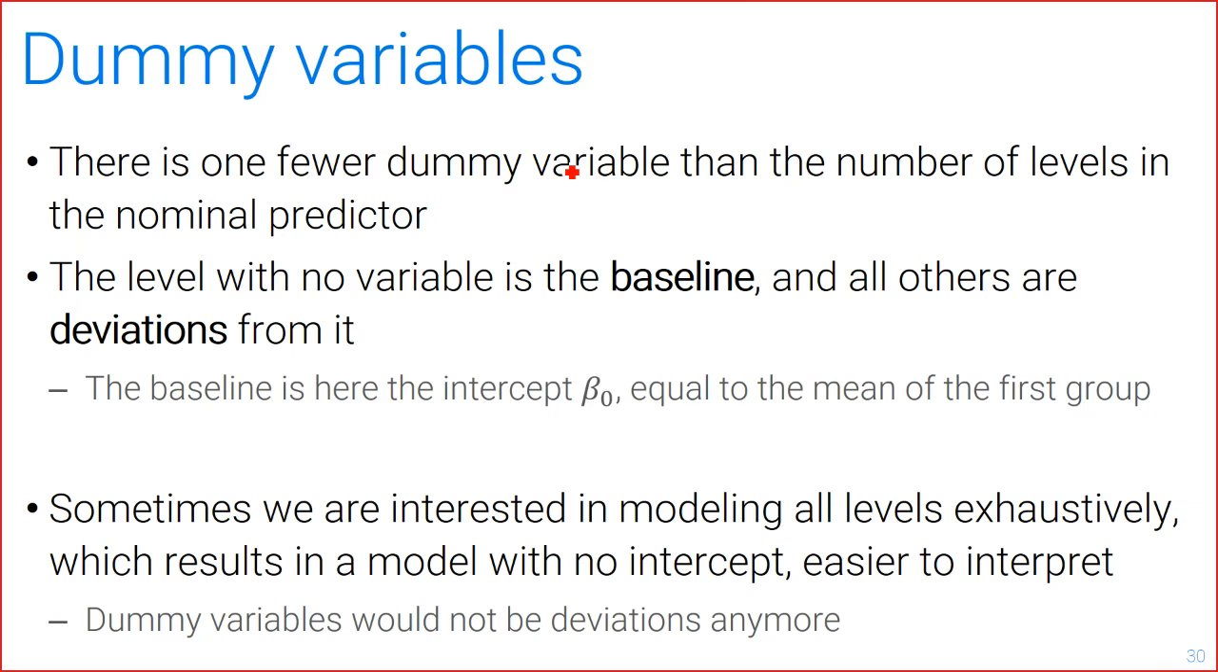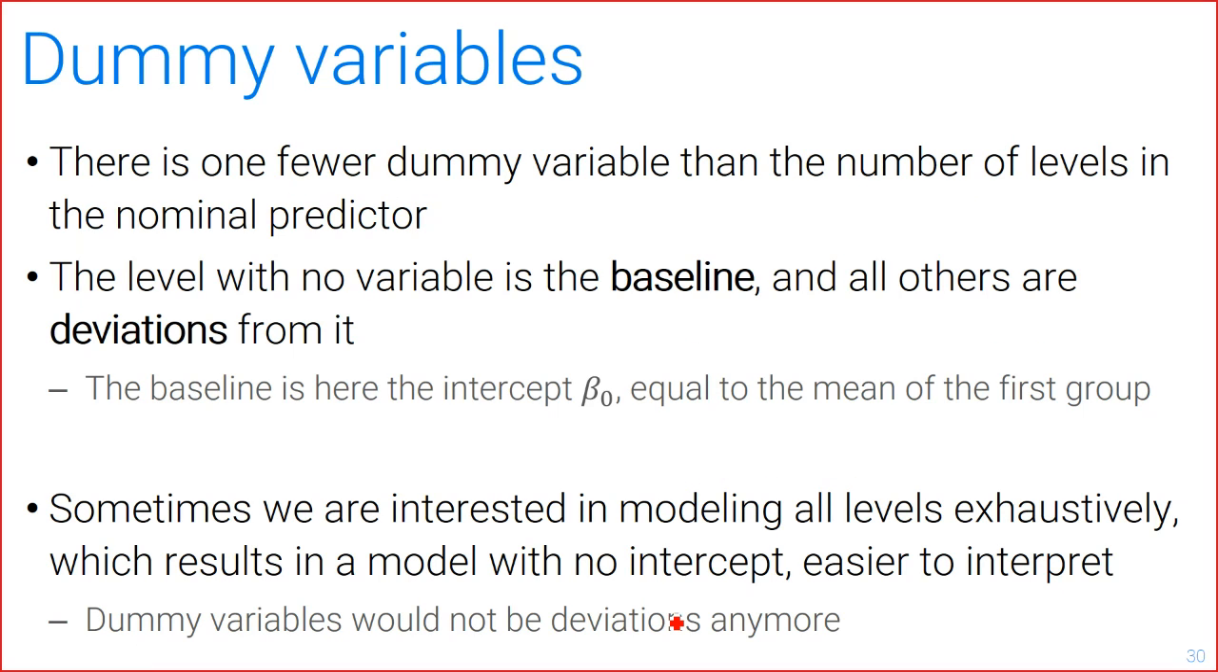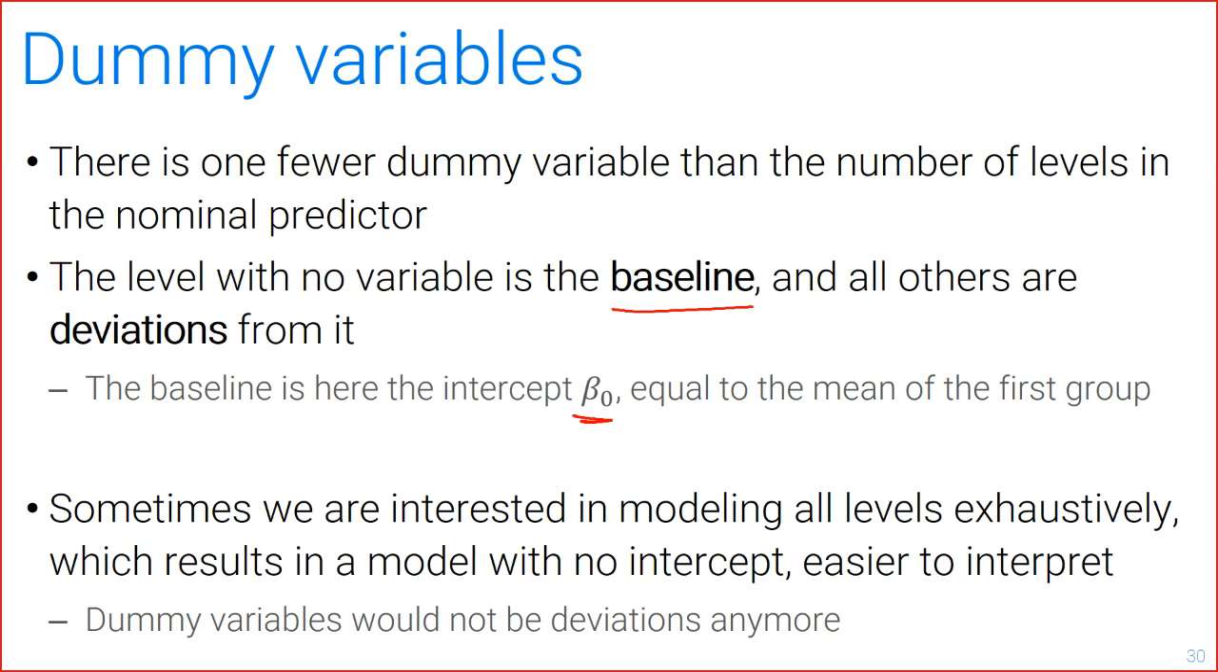So there's one fewer dummy variable than the number of levels in the nominal predictor. If you see this example here, the nominal predictor marital status has 5 different categories, but if you see, we only have 4 dummy variables. Why is that? Because the level with no variable, that missing level, is what we call the baseline. And all the others are modeled again as deviations from it. So the baseline here is the intercept beta 0. It's kind of saying that this beta 0 corresponds to the coefficient for the first group, for the never married in this case. And again, that's going to be the mean of the first group.